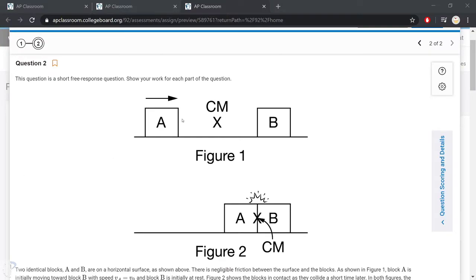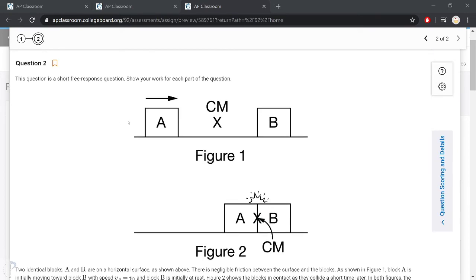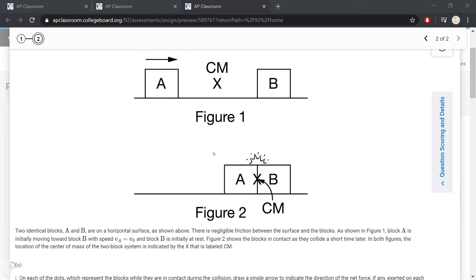Okay. This question is short. Oh, we have 2 objects. Let's see. Objects A and B are on a horizontal surface. The friction is negligible. Nice. A is moving to the right. B is at rest, and they're about to collide. This is a center of mass problem. Interesting.